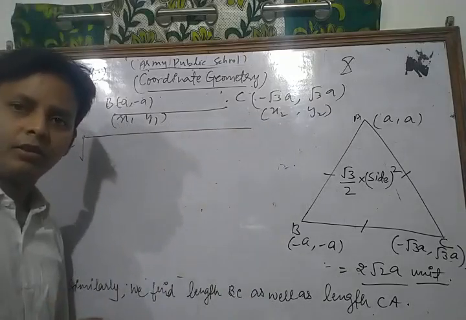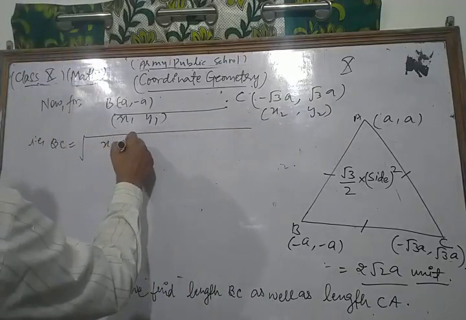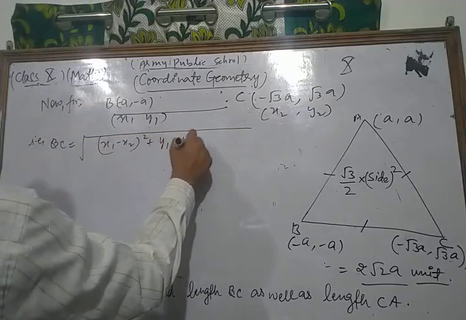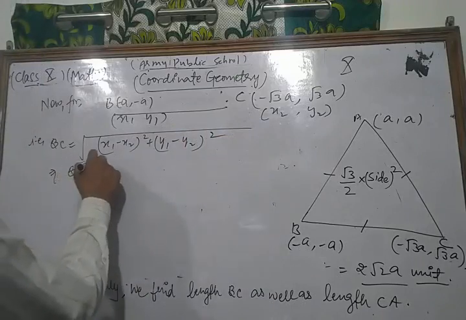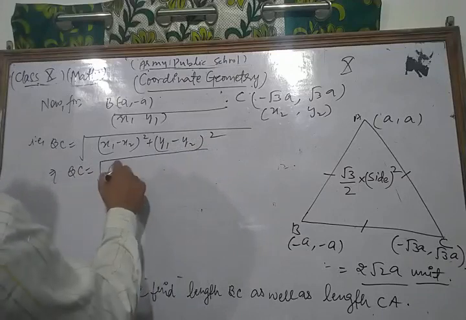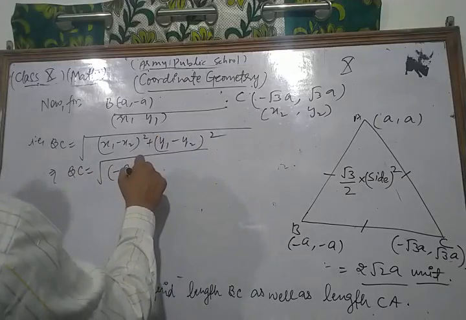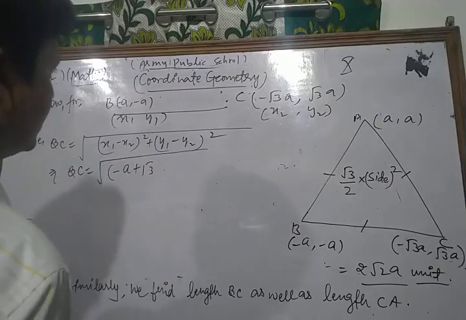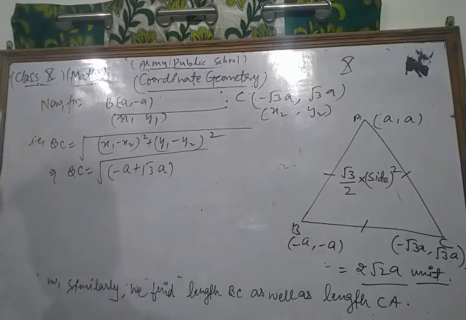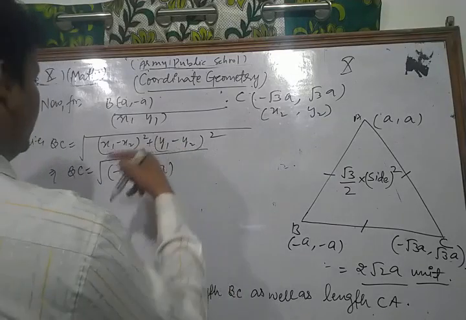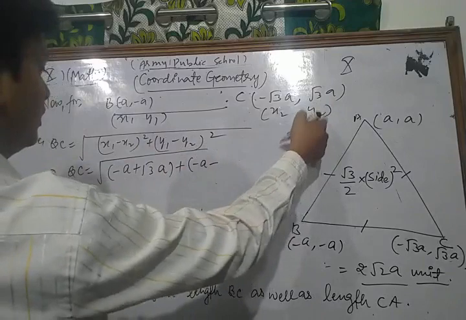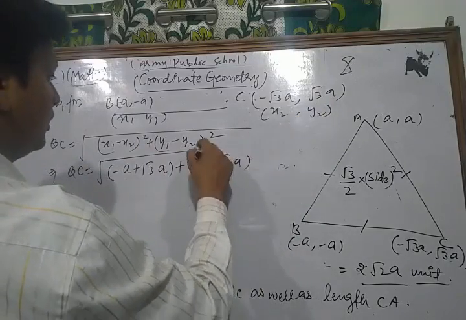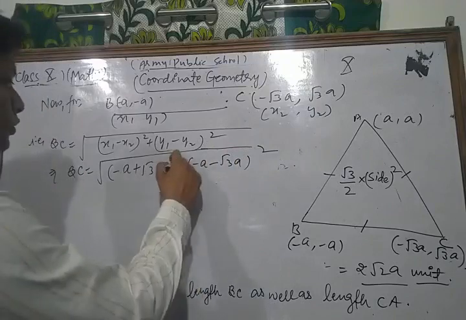Length BC is equal to under root. We again apply the distance formula: (x1 − x2) whole square plus (y1 − y2) whole square. Now BC is equal to under root, x1 is −a, minus x2, which is −(−√3a), so plus √3a. Plus y1, which is −a, minus y2, which is √3a, whole square, and this is whole square also.